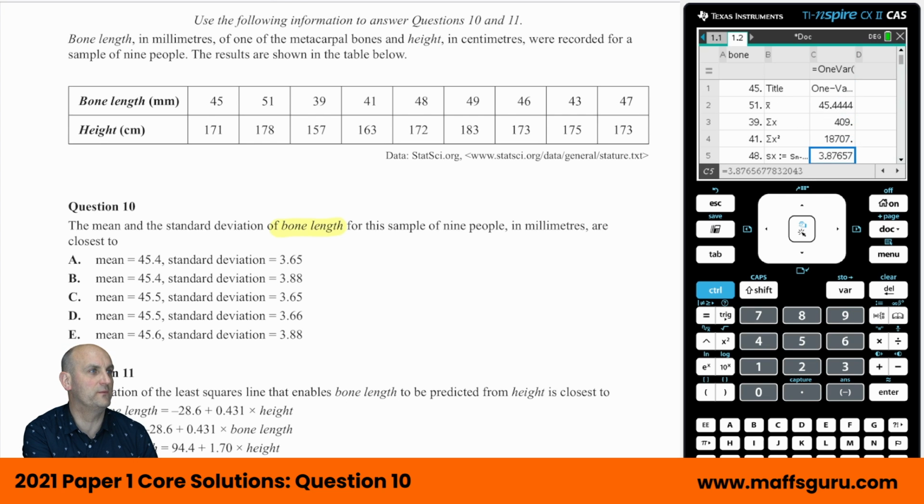Scroll up to the top so we know what we're doing. And what does it want? It wants my mean, so my mean is 45.44, so that's those out of the window.